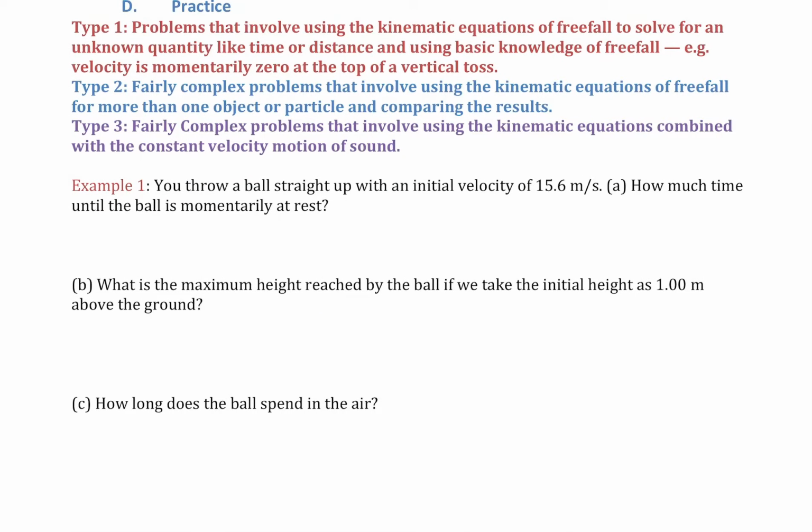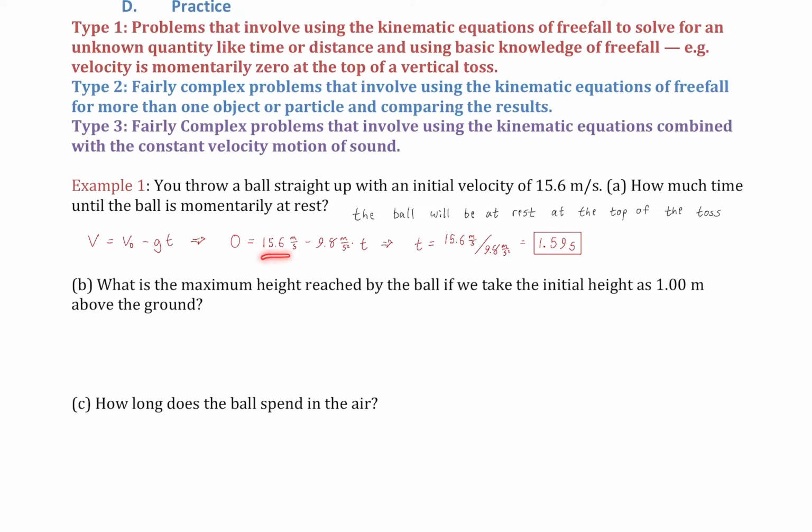You throw a ball straight up with an initial velocity of 15.6 meters per second. How much time until the ball is momentarily at rest? Well, we know, if you think about free fall, that it is momentarily at rest at the top, okay? So let's think about this. At the top of the toss, we don't need that information yet. But we can just set it up like this. We're just going to use our kinematic equation for velocity as a function of initial velocity, acceleration, and time, all right? And we know that final velocity is 0, initial velocity is positive 15.6, gravity is negative 9.8, solve for t, and it's 1.59 seconds.